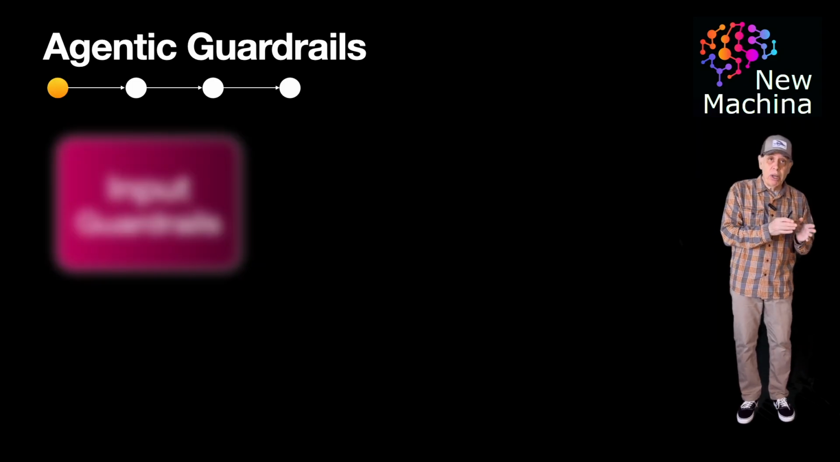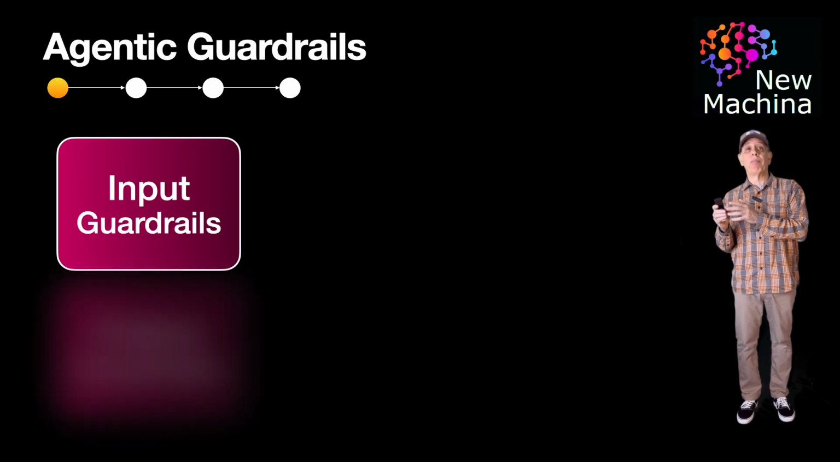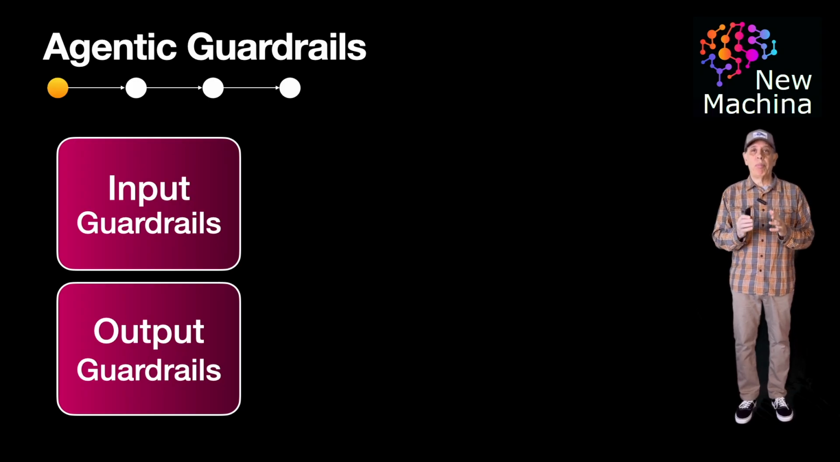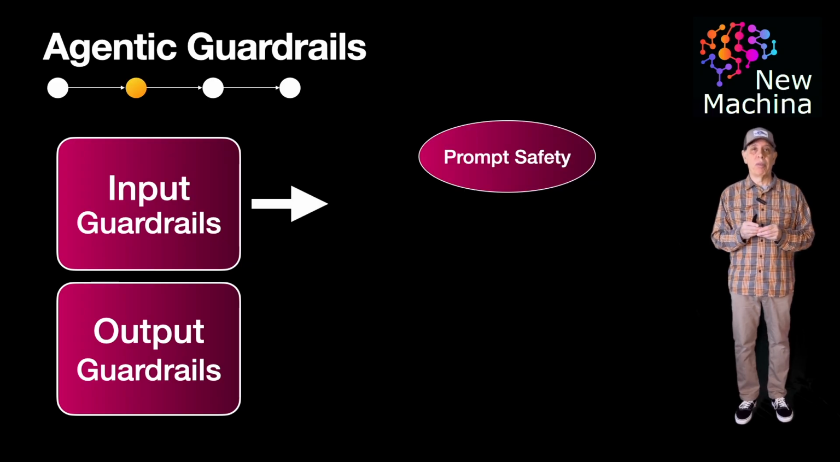The first is input, and the second is output. Input guardrails focus on the data and instructions fed into agents within the agentic system, ensuring they are accurate and appropriate. So what are some examples of an input guardrail? Well, the first is a prompt safety filter. Examples of these would be detecting or blocking unsafe or disallowed content, such as violence or illegal activity. This is often implemented using keyword lists, regex rules, or classifier models.